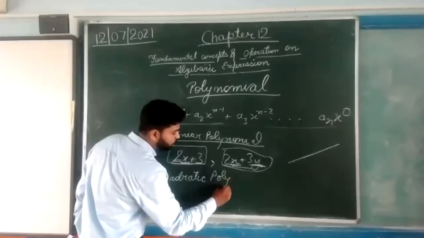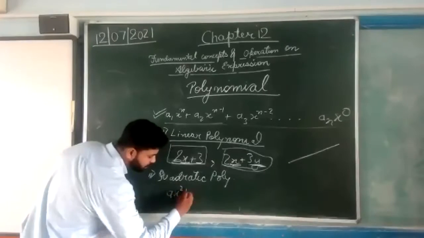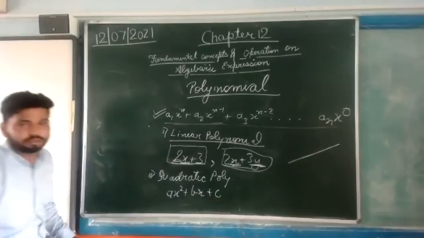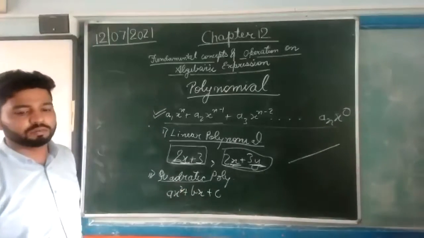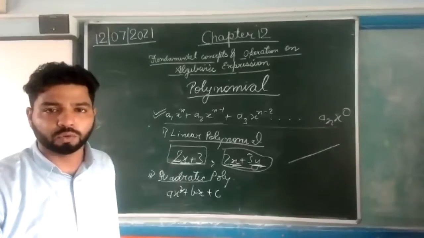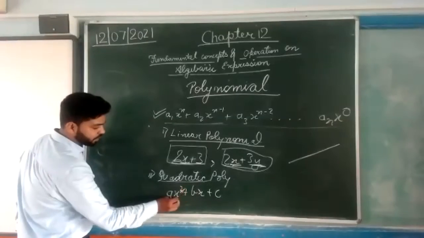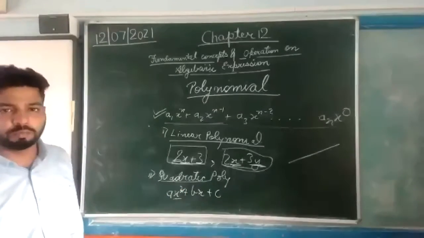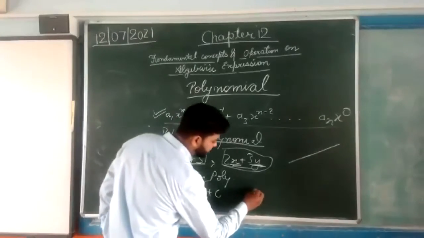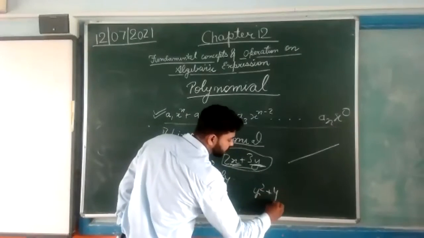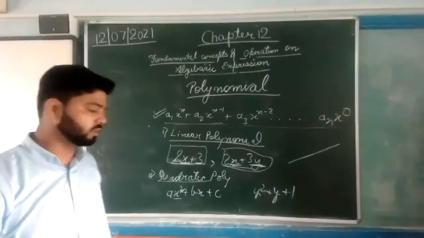Quadratic polynomial. What is a quadratic polynomial? The general expression is ax squared plus bx plus c. Any expression whose maximum power is 2 is called a quadratic polynomial. Everyone is getting me? Quadratic polynomial. The maximum power of the variable is 2, so it is called a quadratic polynomial. It can also be written as y square plus y plus 1 because the maximum power is 2, so it is a quadratic. Yes, Akash.